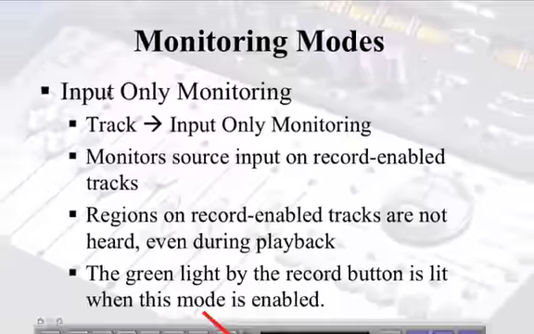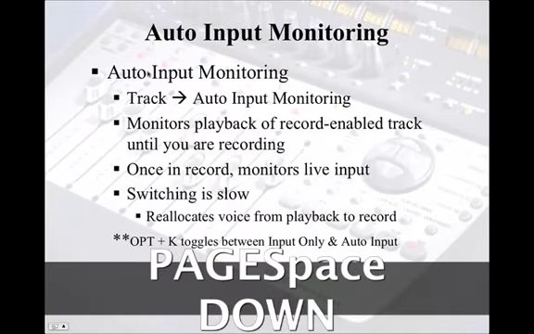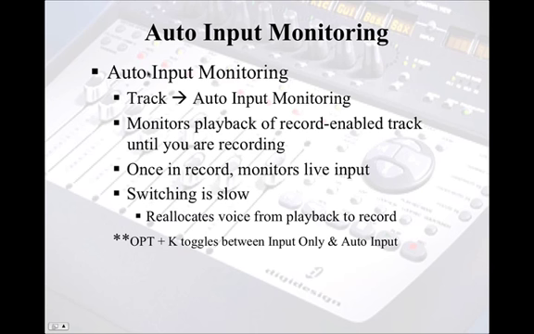Now the second monitoring mode is called Auto Input Monitoring. This again is underneath the Tracks menu and you use the Option K. But what this does is it monitors playback of record-enabled tracks until you are going in to record. Then you monitor the live input. There is a problem with this mode when you're working in standard default record mode. We will discuss how to get around this slow switching issue later on in further video lessons.